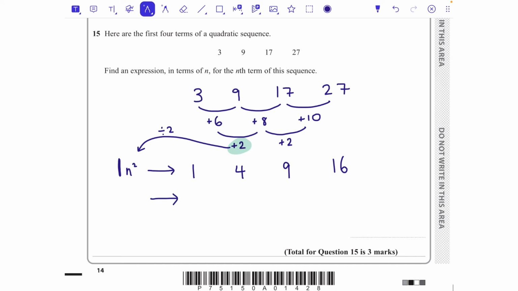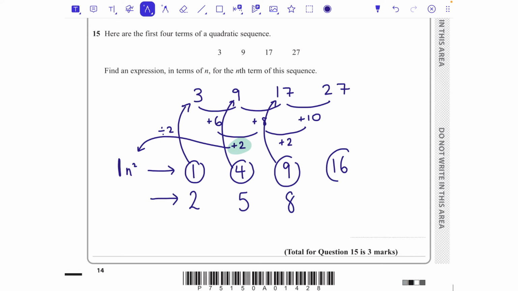Underneath we need to say how much more do we need. So I've got 1, but I want 3, so I need an extra 2. I've got 4, but I want 9, so I need an extra 5. I've got 9, but I want 17, so I need an extra 8. And I've got 16, but I want 27, so I need an extra 11. What is the nth term for this sequence? So this is the 3 times table, but each number is 1 smaller. So that's 3n minus 1 is the nth term for that bit.